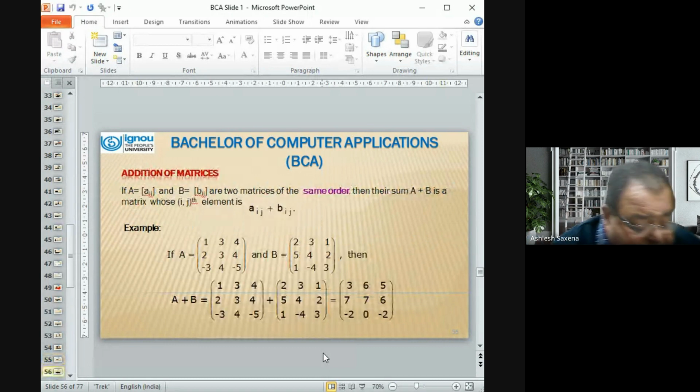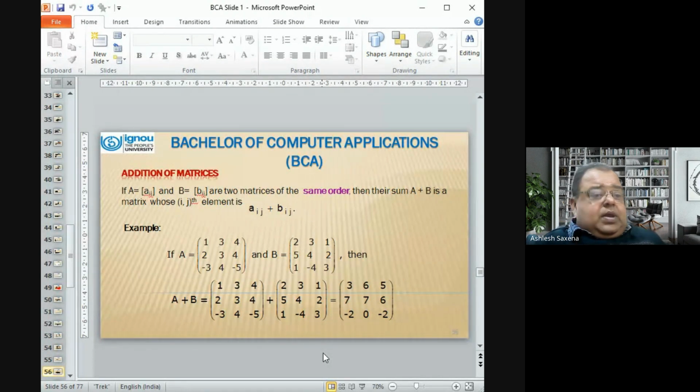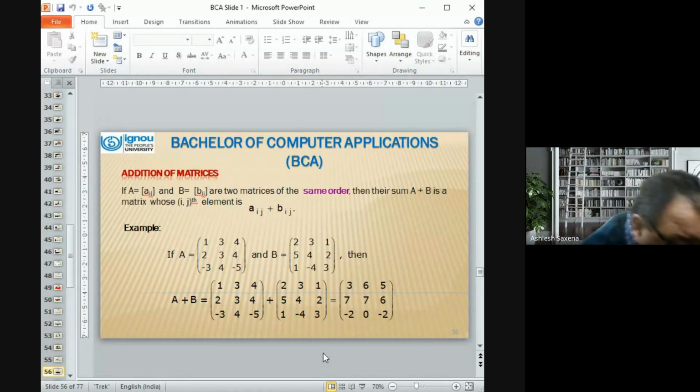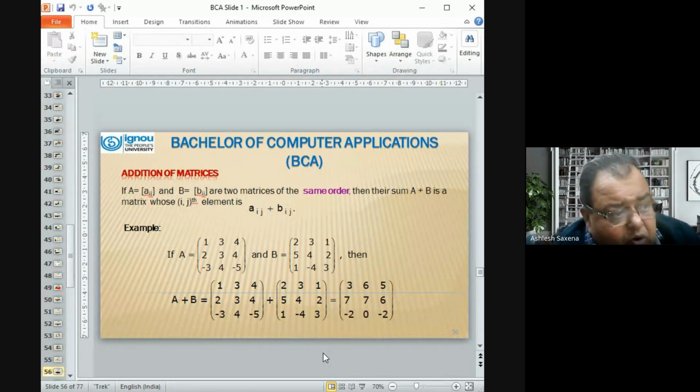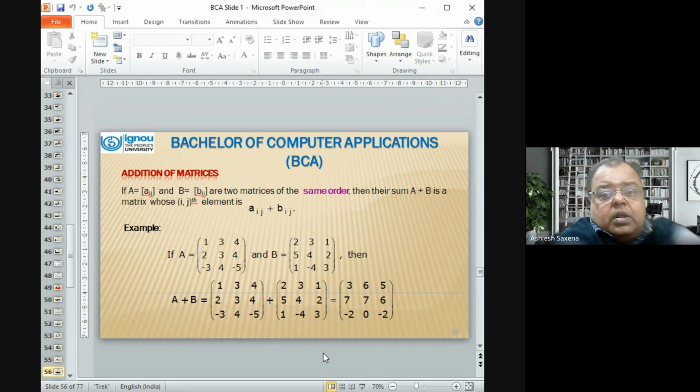Here comes the addition of matrices. Again the same thing. 2 matrices can be added up only and only if they are of the same order. What is meant by order? Order means the number of rows and number of columns will be the same in both the matrices.